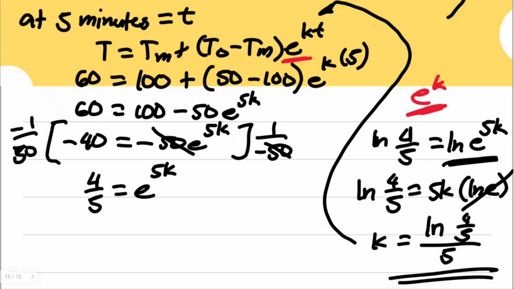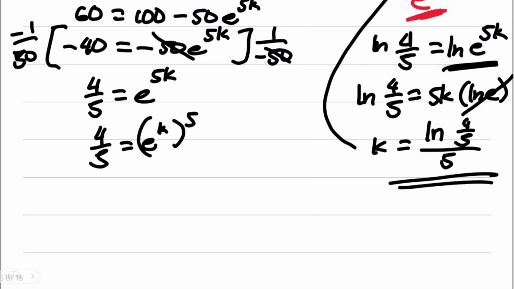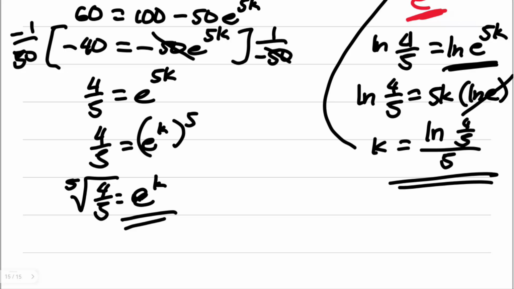So if we stick with my decision to solve for e to the power of k, I can write 4/5 equal to e to the power of k raised to the power of 5. And when I take the fifth root of both sides, what remains is e to the power of k. This is already the item I need to continue solving the intended target.